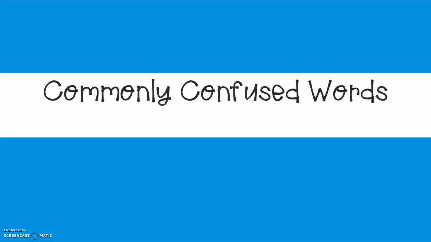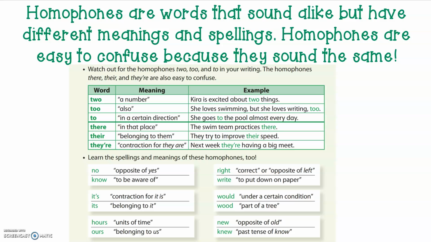Today I want to go over some words we usually confuse and misspell. These are called commonly confused words. These words are called homophones. Homophones are words that sound alike but have different meanings and spellings. Homophones are easy to confuse because they sound the same.